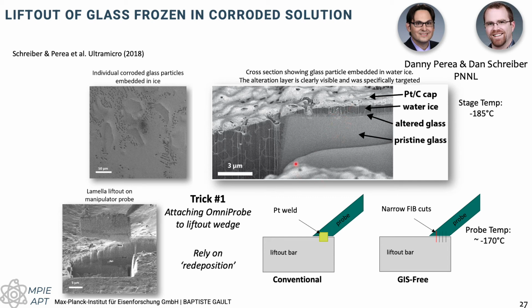And so they did lift out with a cryo omniprobe micromanipulator, and they actually had to use the redeposition because you can't really use the gas typically to weld the micromanipulator to the lift out bar, because at minus 170, as soon as you open the gas injection system, the precursor just condensates on the cryo stage, and you can't really weld locally. You just deposit a whole mess.